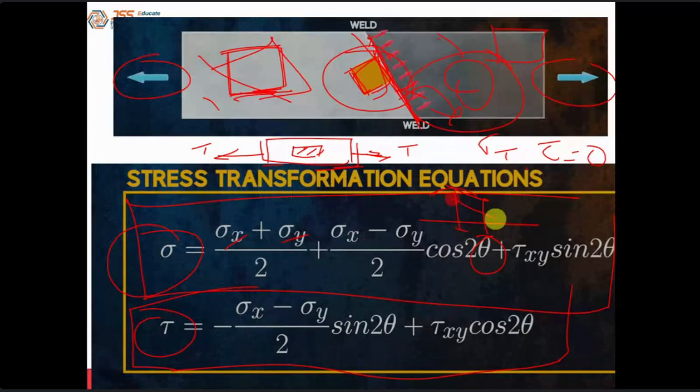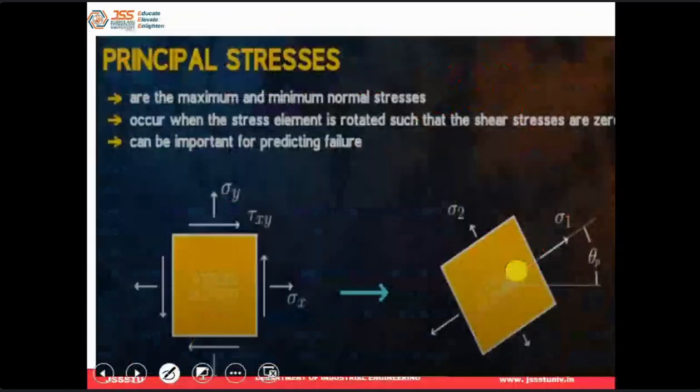So while rotating, what happens? I am going to rotate at one particular angle where the shear stress becomes zero and only normal stress will be developed, and that stress is called which stress? That stress is called principal stress. It is called principal stress. Now, that is called principal stress.